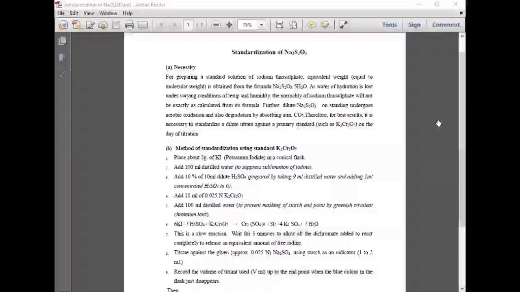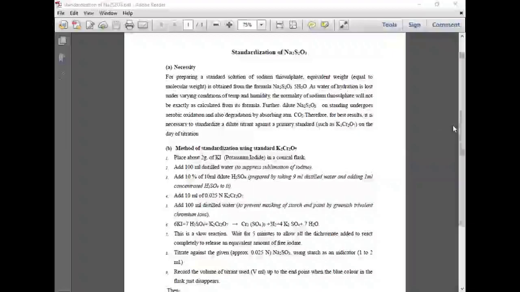For the standardization purpose, we require a primary standard whose normality is not going to change with the variation in temperature and humidity. Also, a primary standard does not undergo any aerobic oxidation or degradation process after it is prepared. In our case, the primary standard that we are going to use is K2Cr2O7, that is potassium dichromate.